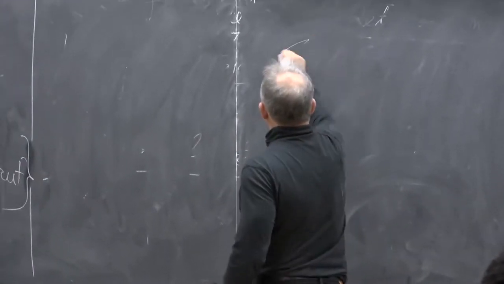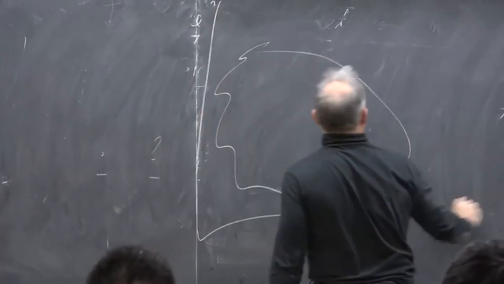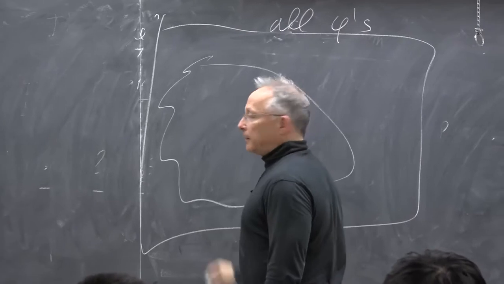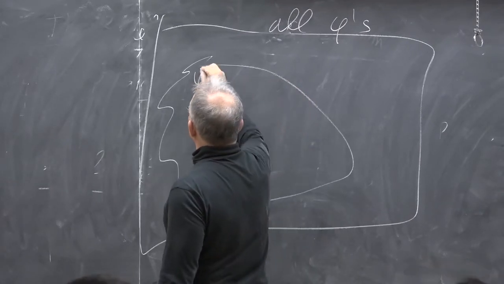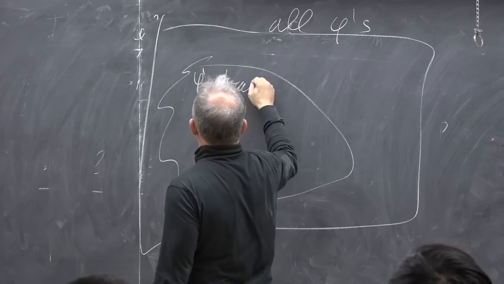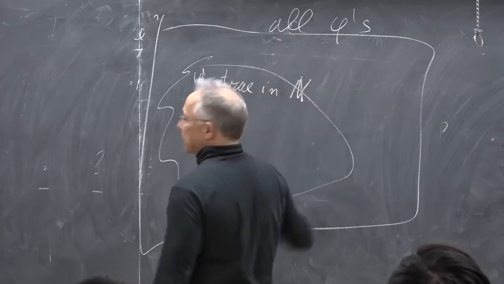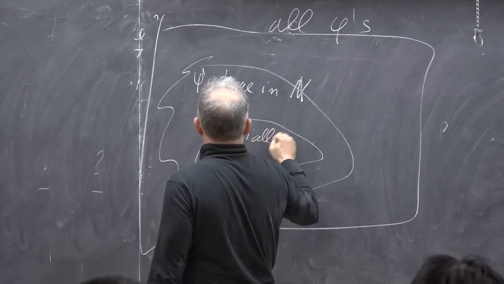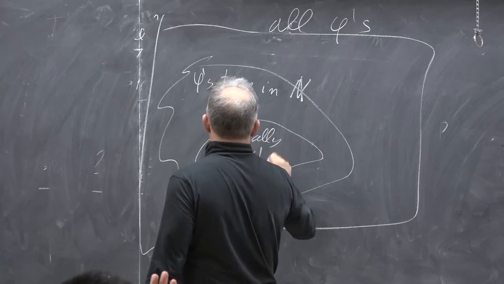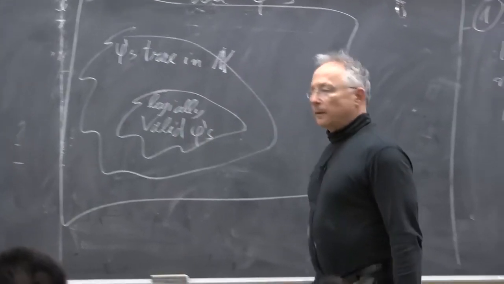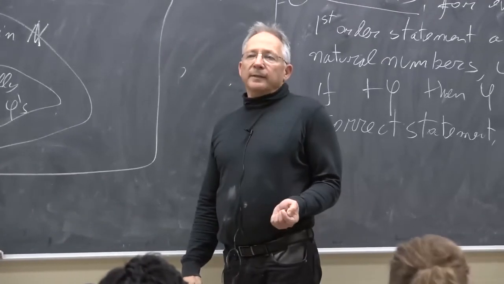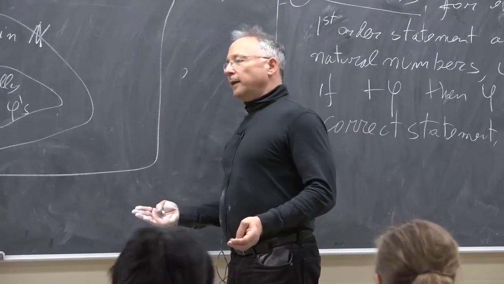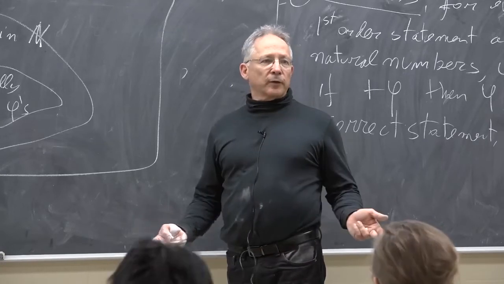Because if this is the set of all phi's, and these are phi's true in the natural numbers, these are logical, valid phi's. They are much smaller. Because if something is logical valid, it holds in every model, in every structure. But there are many formulas that hold for the natural numbers and are not a logical truth.